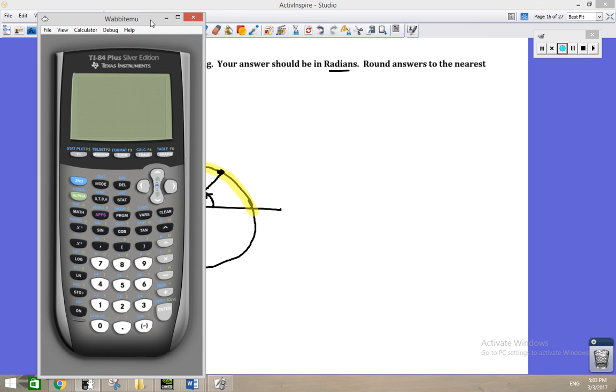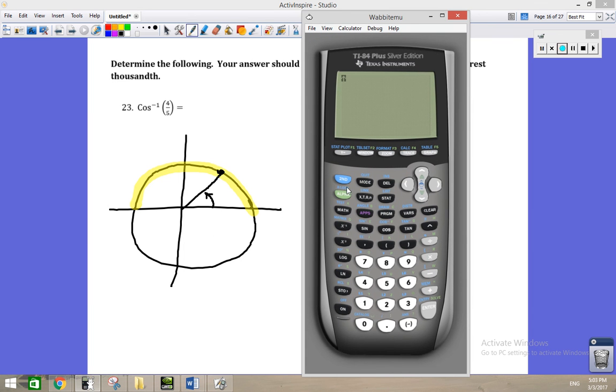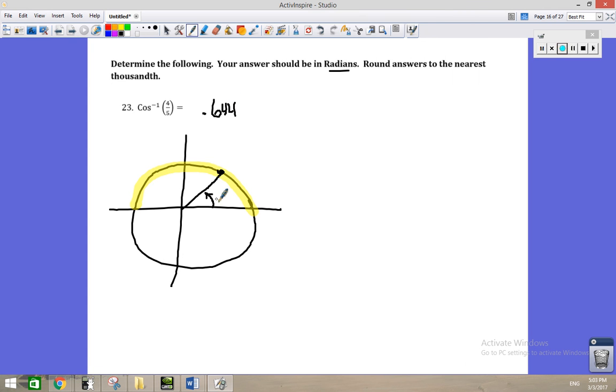And if I take inverse cosine of 4/5, 0.644 is what I'm getting. This angle measure in radians is 0.644 radians.